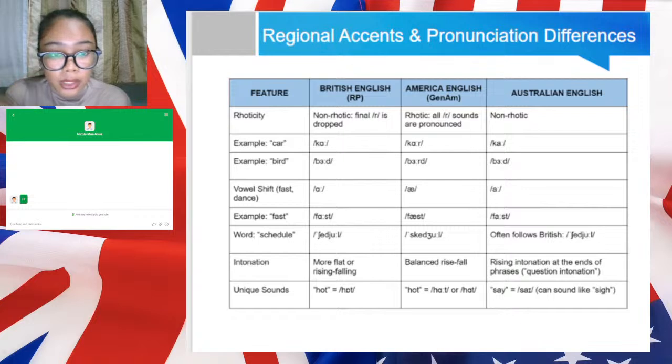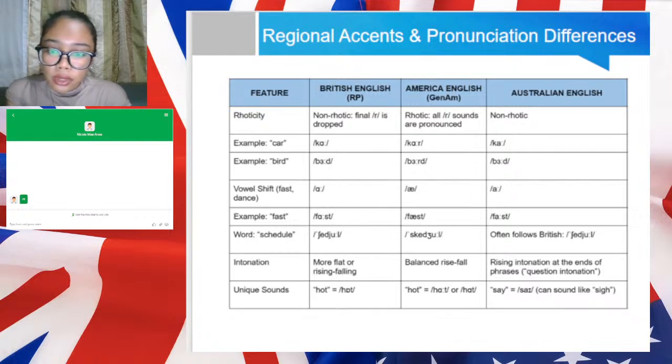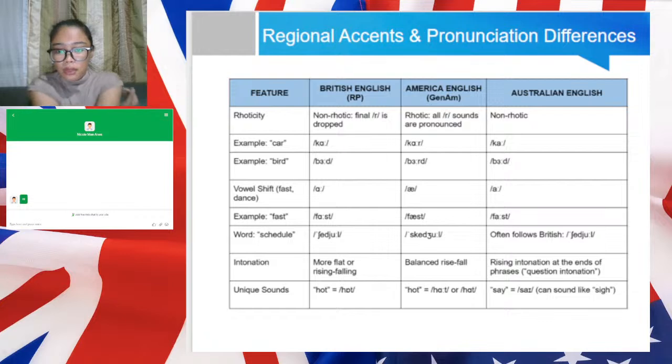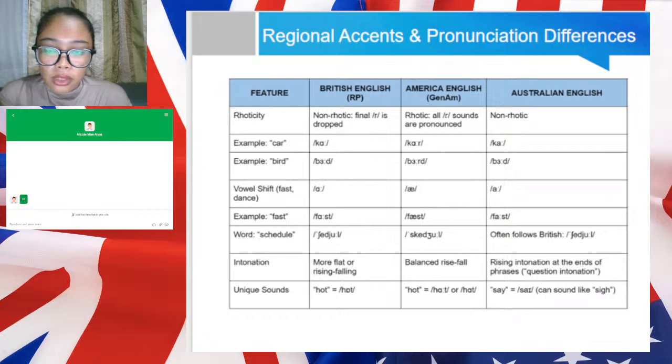Do you see the IPA transcription here? They started with the "sh" sound, as in the shoe sound, so it will be pronounced as "shedule." In American English, it is "skedule," that's how they pronounce it. Australian English often follows British English, so "shedule."